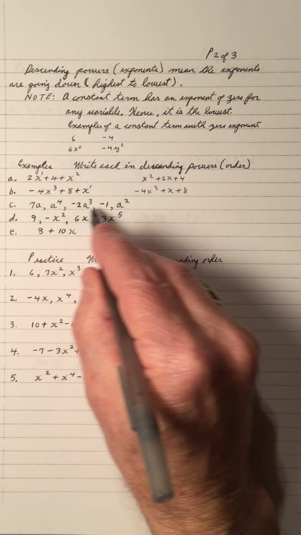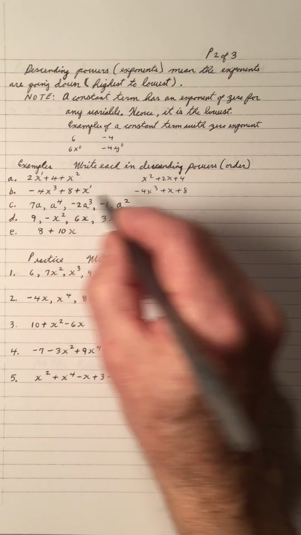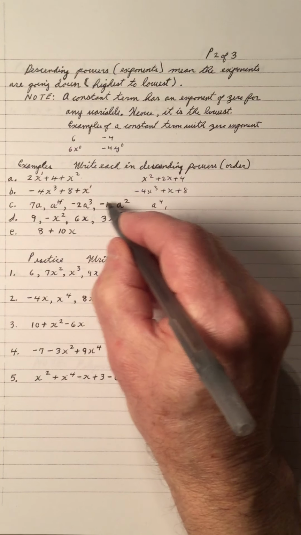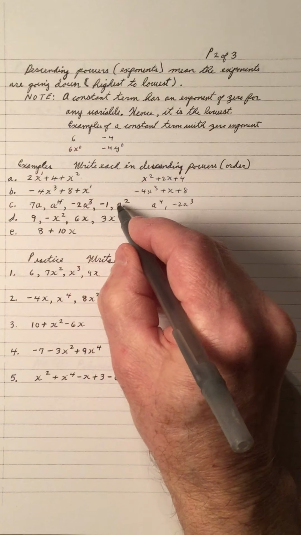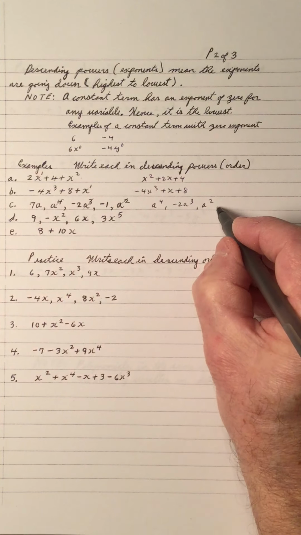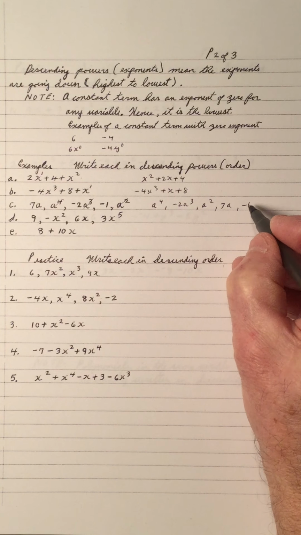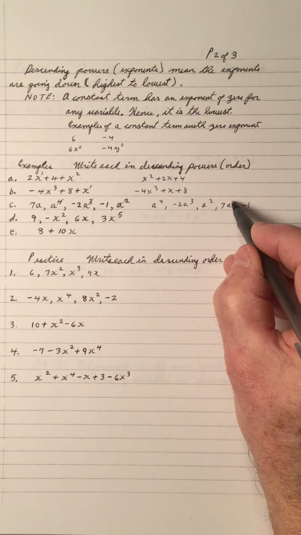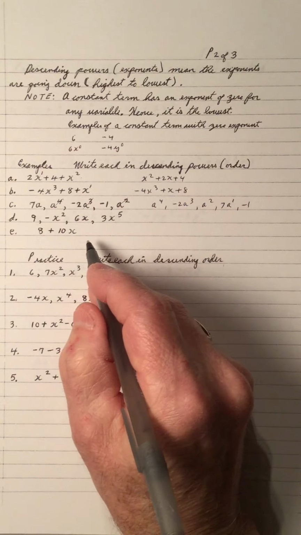And we want a descending order. So we got all A's. A to the 4th is the highest. Done. We got an A cubed, so we got a negative 2A cubed. Done. We got an A squared. Yep, done. We got a 7A. And the last one is negative 1. So that's the descending order: 4, 3, 2, 1, and that's a 0, that's A to the 0.